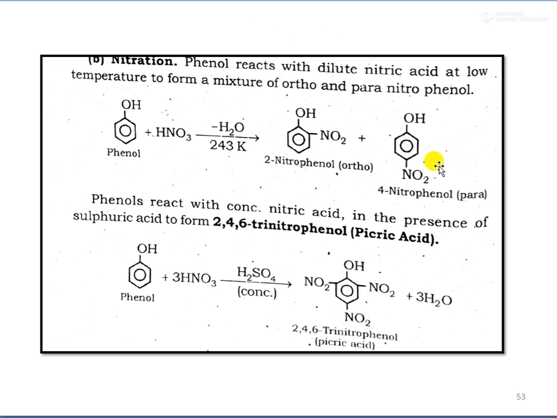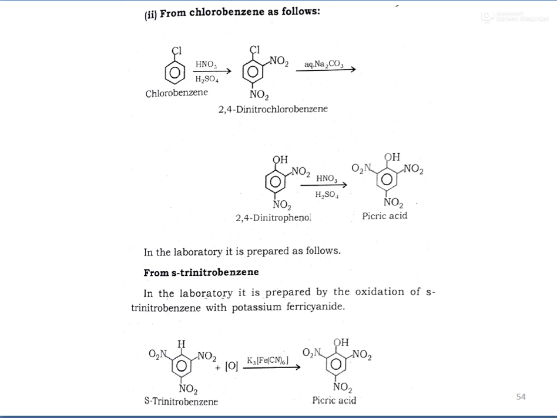So this is a cut short from your text. Phenols react with concentrated nitric acid in the presence of sulfuric acid to form 2,4,6-trinitrophenol or picric acid. And picric acid can also be prepared from chlorobenzene.